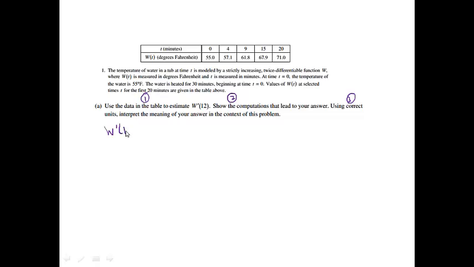Alright, so to get w prime of 12, we're looking for a derivative or a slope, so I'm going to pick 2 points that 12 is between, and get the slope of those points. I'm going to get 67.9 minus 61.8, divided by 15 minus 9, and when we do that we will get 1.017. For units, I had degrees Fahrenheit on the top and it was per minute. Okay, so we use the data in the table.